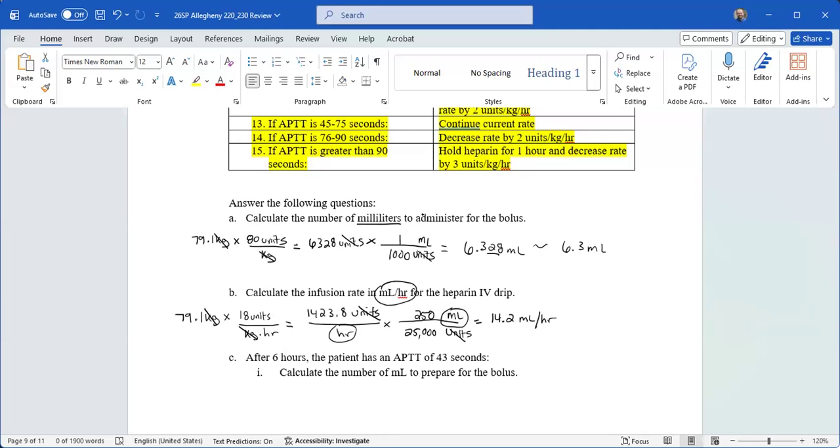Any questions or confusion or clarification for how we got to that? Now, I did round my answer, right? So it was 14.238 mL per hour, and then I rounded it to 14.2. Just to jump ahead, if it was 14.268, then I would round it to 14.3. As long as I'm rounding it to the nearest tenth, I'm doing that right.